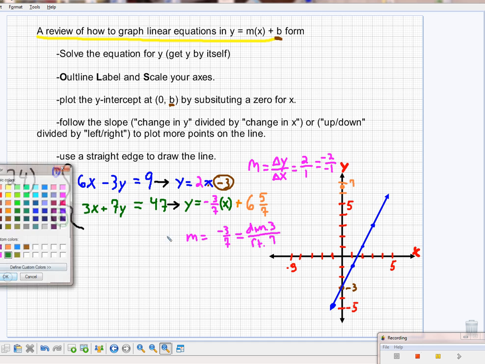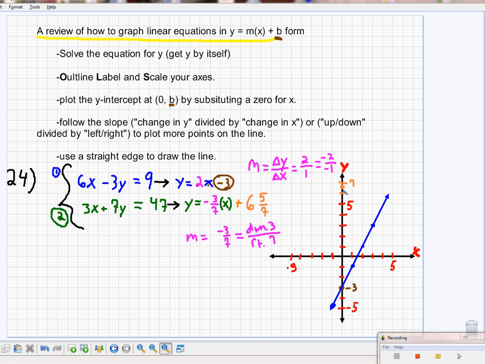So if I were to go down 3, I would be down 1, 2, 3, and you may see that as 3 and 5/7. You should notice 3 and 5/7. And then right 7. 1, 2, 3, 4, 5, 6, 7. So there's the other point.